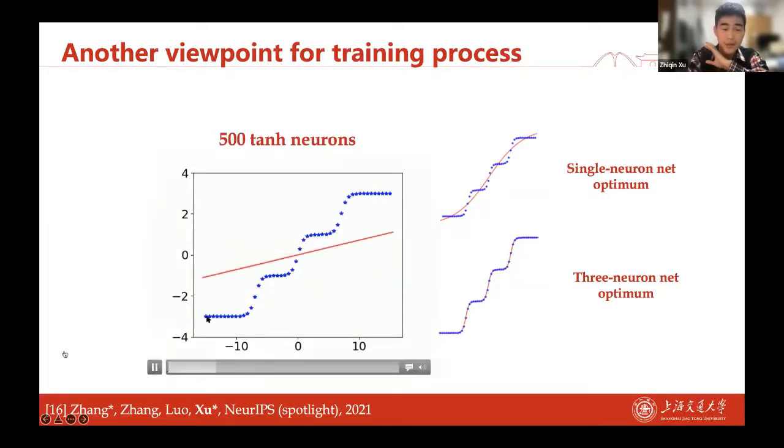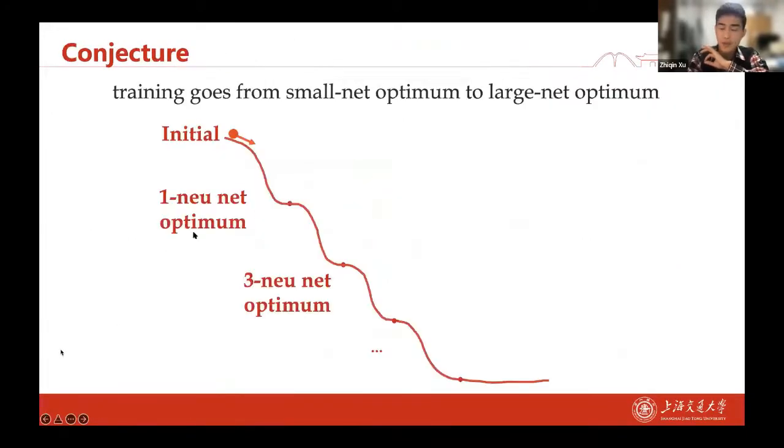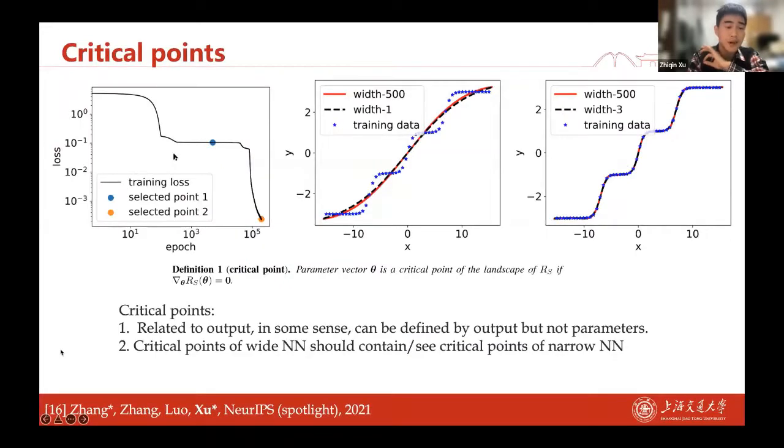The target training data is the blue dots and the network output is the red solid curve. We found that after some training, its output is very similar to a single neuron's optimum. And after a long time of training, its output is very similar to the three-neuron network's optimum. We are wondering why it goes through this single-neuron optimum and three-neuron network optimum. So we take a look at its training loss. This is the training loss of this 500-neuron network.